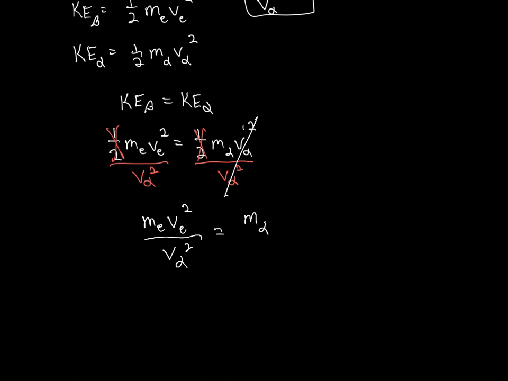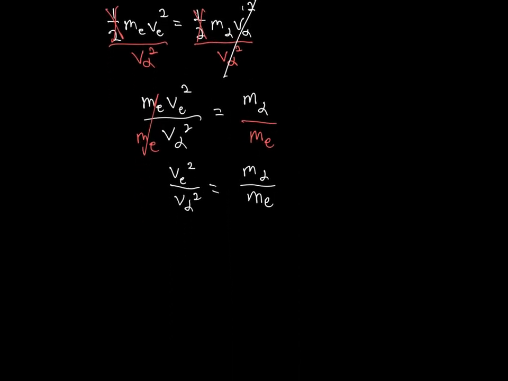So now I divide both sides by mass of the electron to move the mass of the electron. I'm trying to isolate V electron over V alpha. So divide by mass of the electron on both sides. Mass of the electron will cancel out, and I end up with V electron squared over V alpha particle squared equals mass of the alpha over mass of the electron.